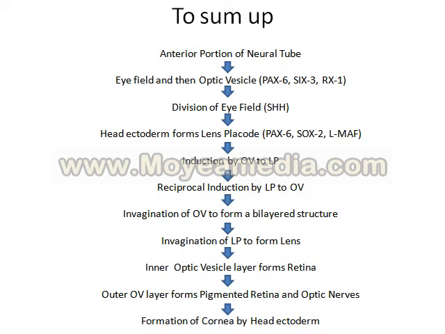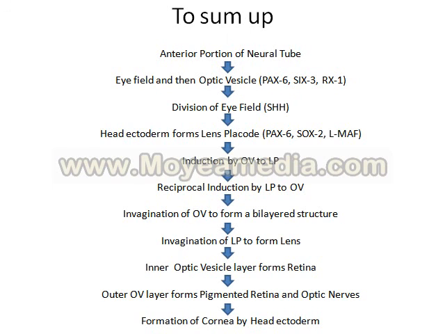To sum up, you can just go through the points. The anterior portion of the neural tube forms the eye field, and then the optic vesicle, and in the brackets are the transcription factors. Then there's the division of the eye field, due to which a single eye field develops into two eye fields because of sonic hedgehog, which is really important, and the absence of sonic hedgehog will lead to cyclopia, that is a single eye field and single eye. We would probably look like minions.